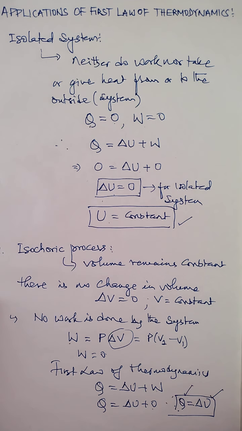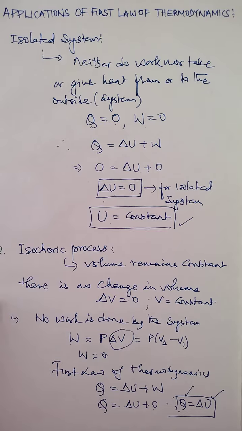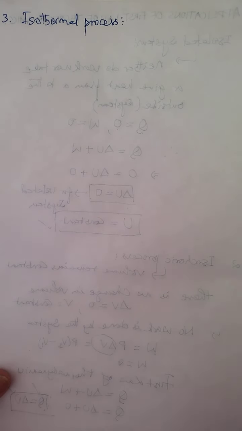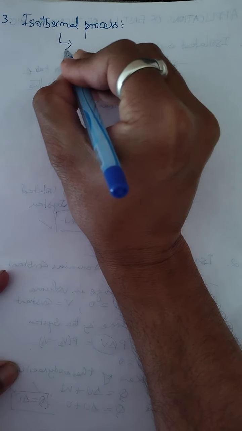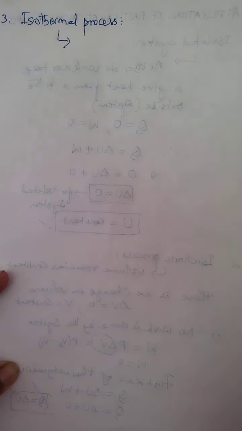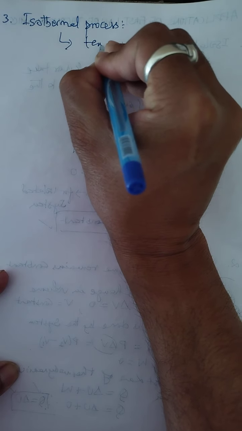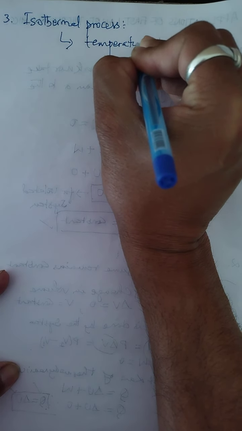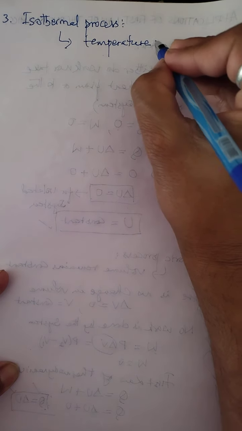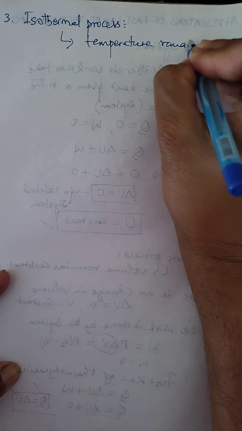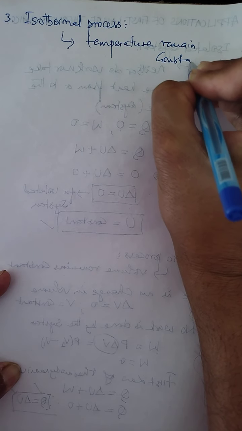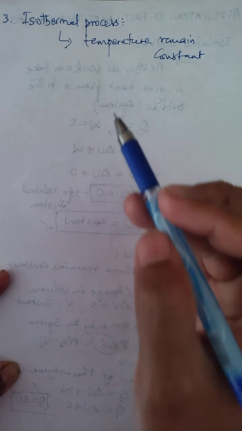Now this was process number 2. We go to process number 3, which is called the isothermal process. An isothermal process is a process in which the temperature remains constant. Remember children, thermal means related to heat, and the degree of hotness is given by the temperature. So when I use the word isothermal process, it means the temperature remains constant. Which physical quantity remains constant in an isothermal process? Temperature remains constant.